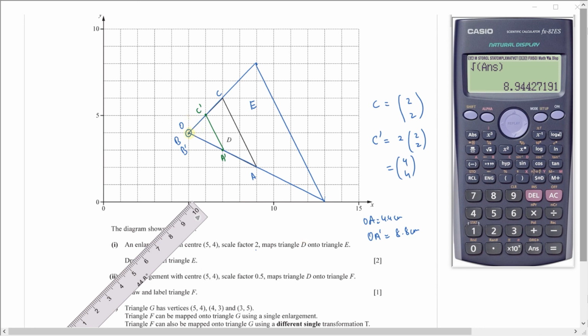If you want, you can draw these lines as well. In fact, let me just draw these two. They kind of overlap each other. So this is your triangle F. I'll just erase these.